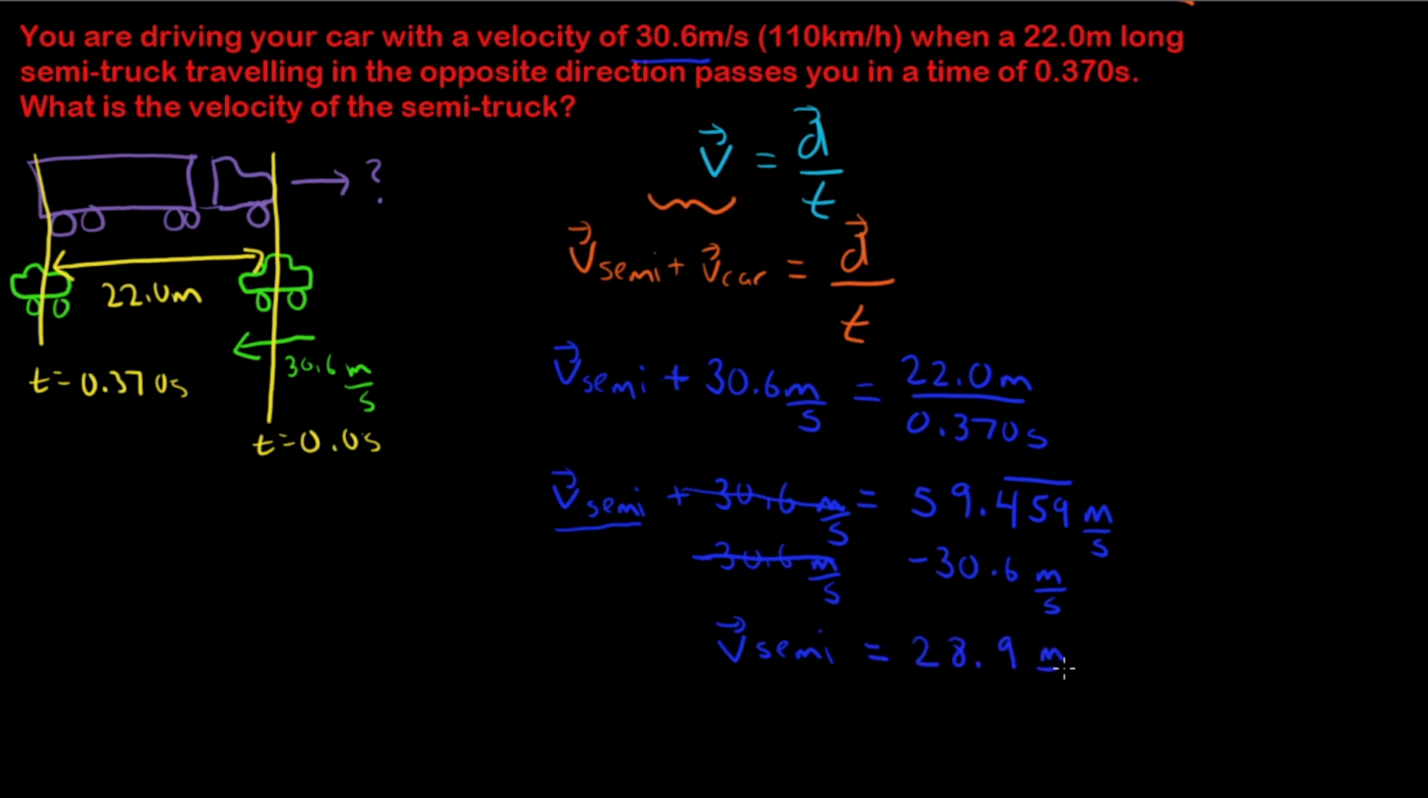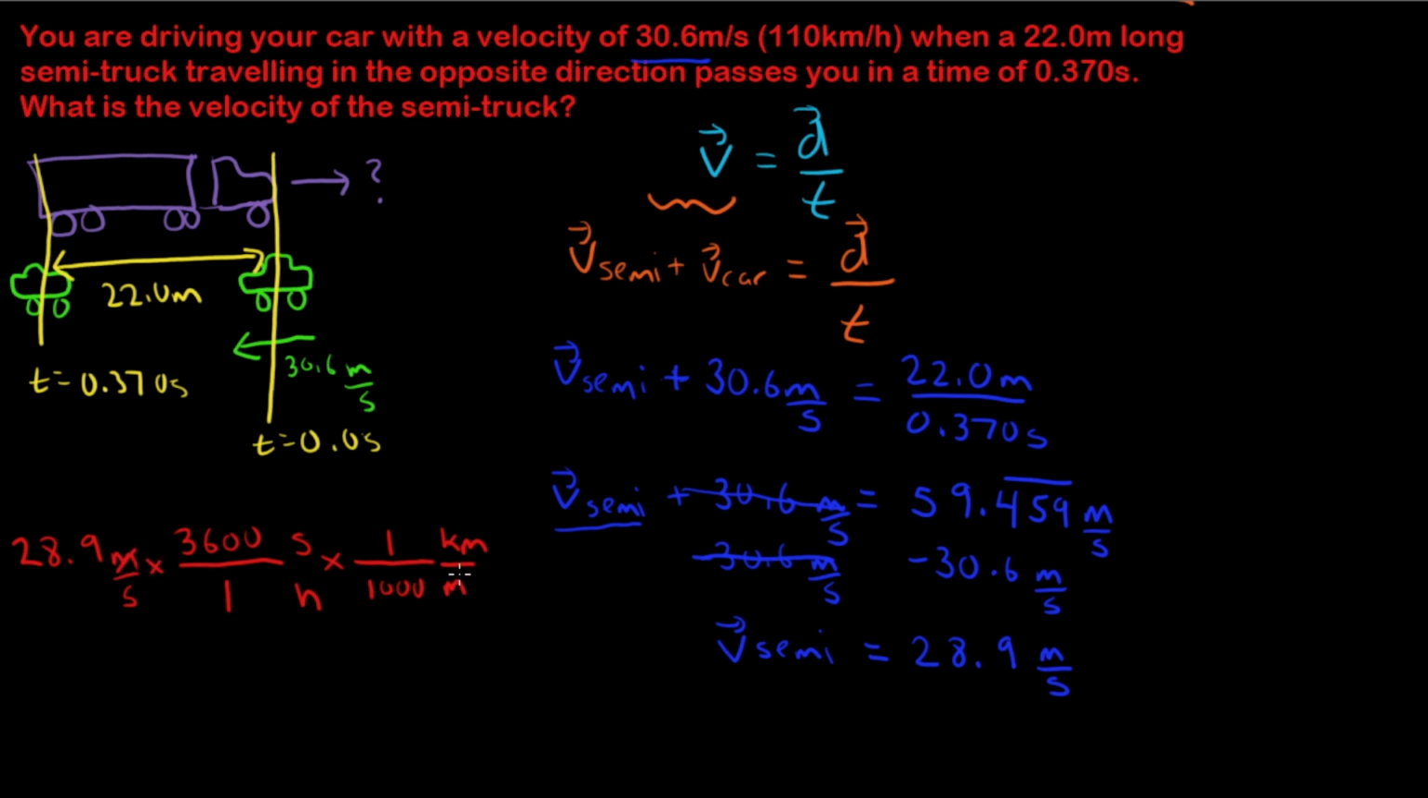As before, we can convert this velocity to kilometers per hour so we can better compare it to our 110. So we have a velocity of 28.9 meters per second, and we want to multiply this by a conversion factor that has seconds on top and hours on the bottom, giving us our desired unit of hours. There's 3,600 seconds in 1 hour. And we also multiply by a conversion factor to cancel our meters. So we have our meters on the bottom and our desired unit of kilometers on top. There's 1,000 meters in 1 kilometer.